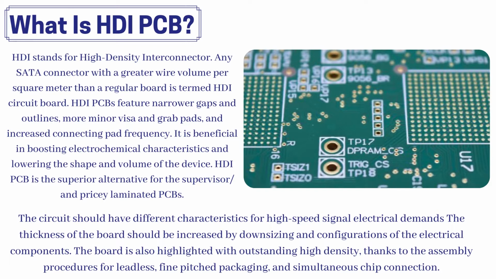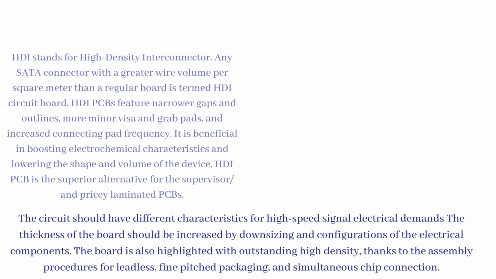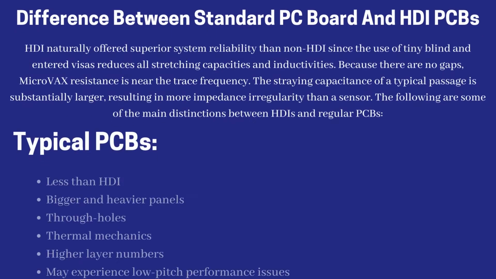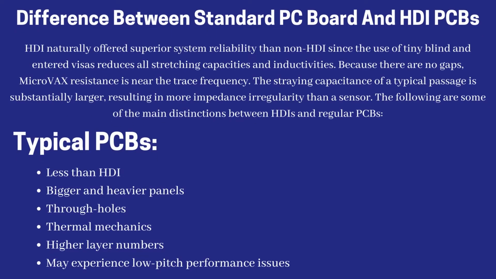The circuit should have different characteristics for high-speed signal electrical demands. The thickness of the board should be reduced by downsizing and configurations of the electrical components. The board is also highlighted with outstanding high density, thanks to the assembly procedures for leadless, fine-pitched packaging, and simultaneous chip connection.